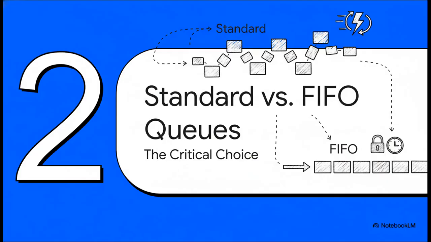Okay, so once you're on board with using SQS, you hit your first big decision. There are two totally different kinds of queues, and you have to pick the right one for the job. So let's look at the options, standard versus FIFO.